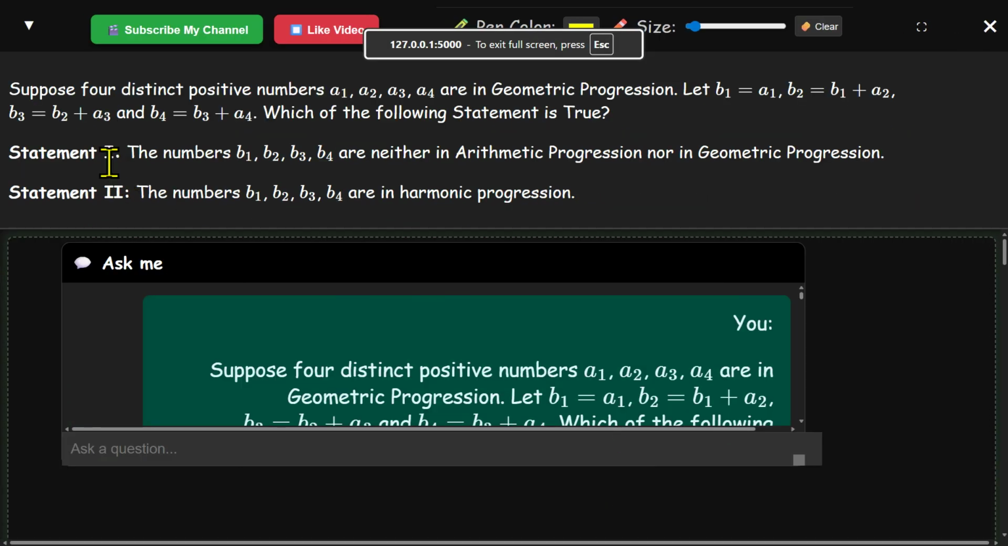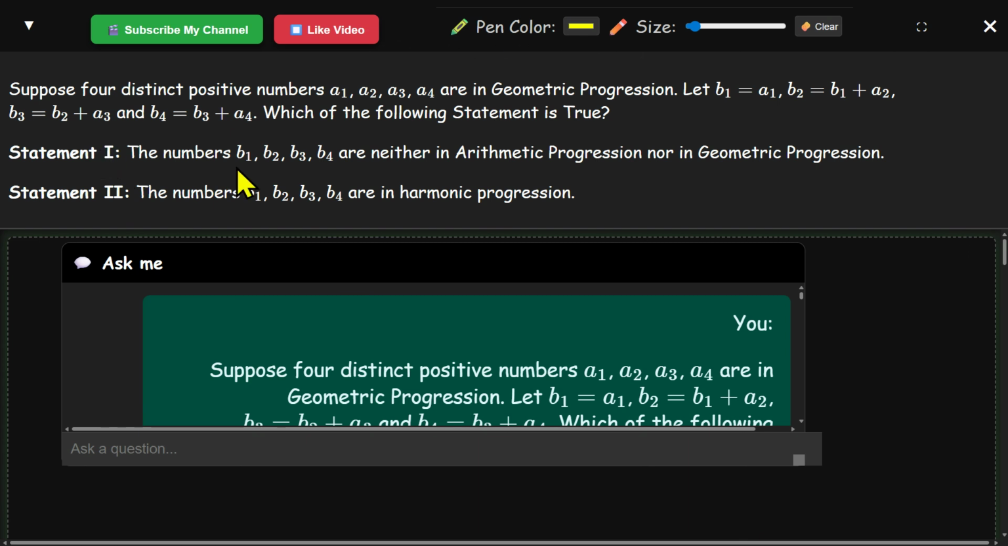Next, look now. Suppose four distinct positive numbers a1, a2, a3, a4 are in geometric progression. Let b1 equal to a1, b2 equal to b1 plus a2, b3 equal to b2 plus a3, and b4 equal to b3 plus a4. Which of the following statements is true?